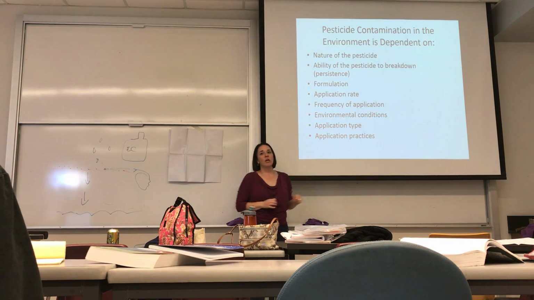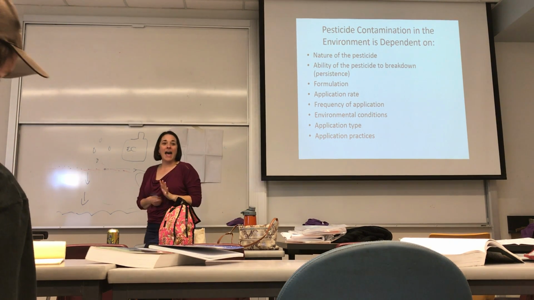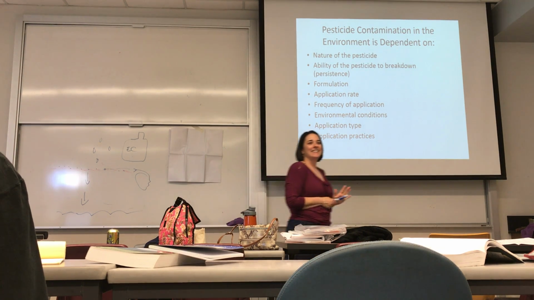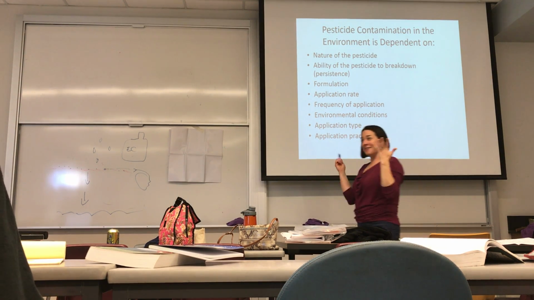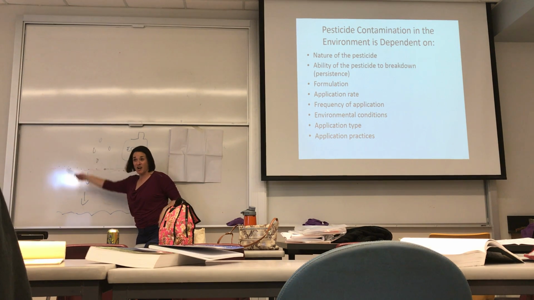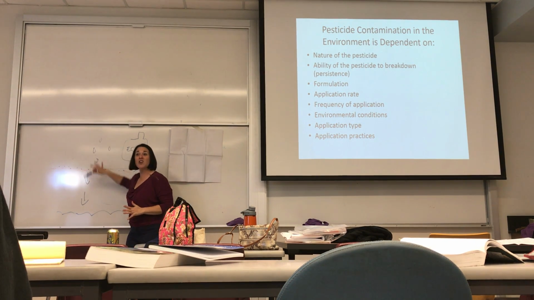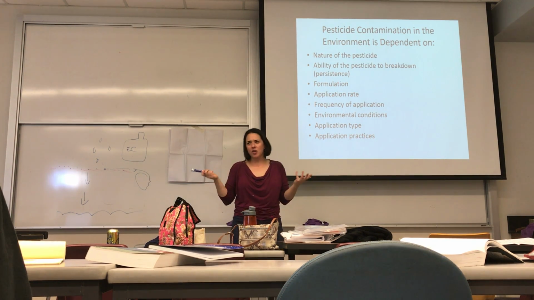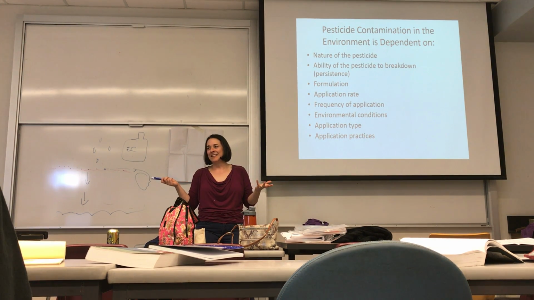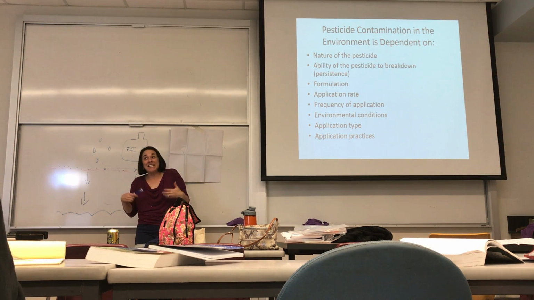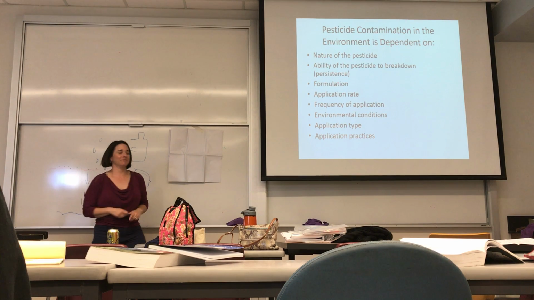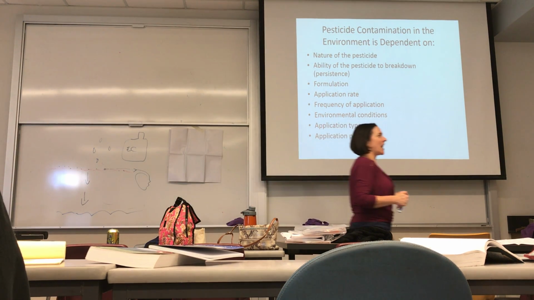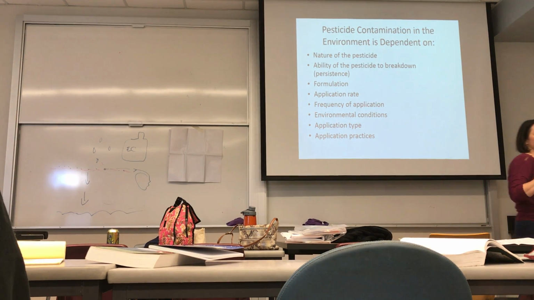Environmental conditions. What are some environmental conditions that might impact how pesticides move off-site? If it rains, right? My lovely drawing is illustrative of that: if it rains, we might have some problems. If it's excessive rain. Can we control the rain though? No, we can't. But we can predict the rain to a certain extent, right? There are weather forecasts. So what are some other environmental conditions that might impact the way pesticides get into the environment?